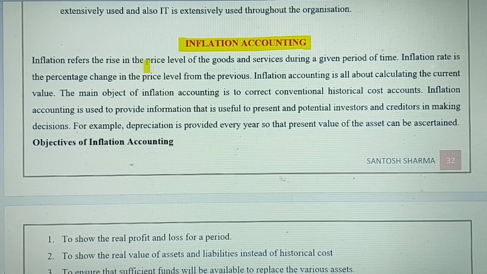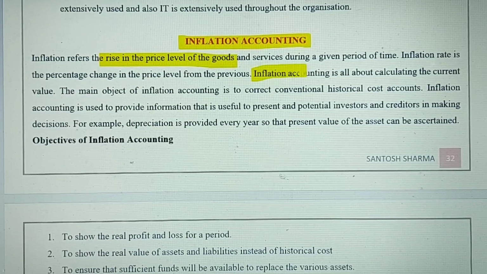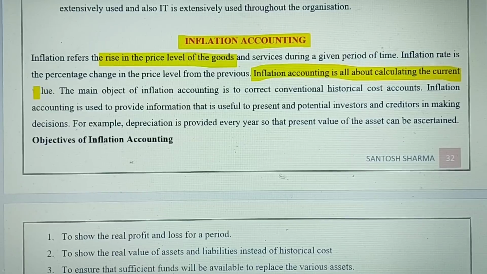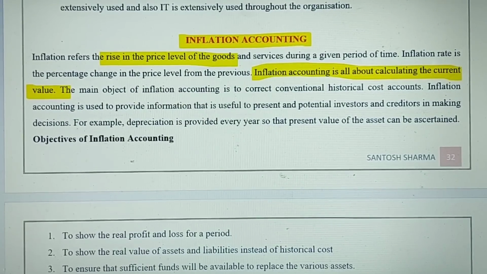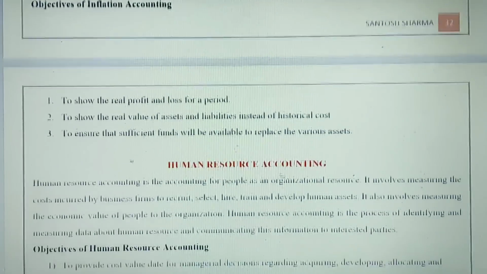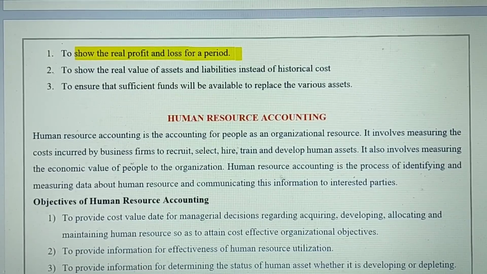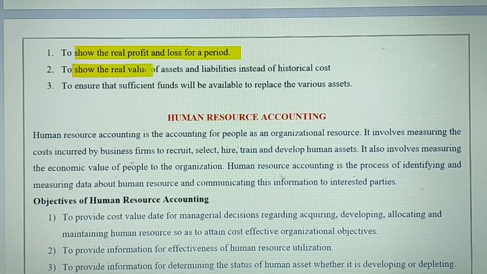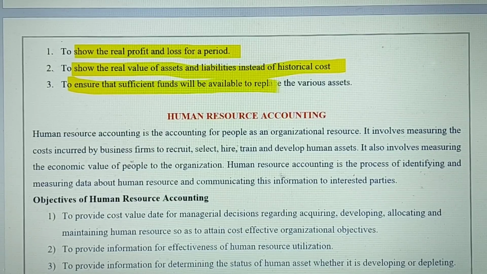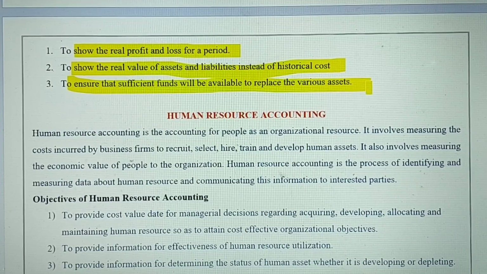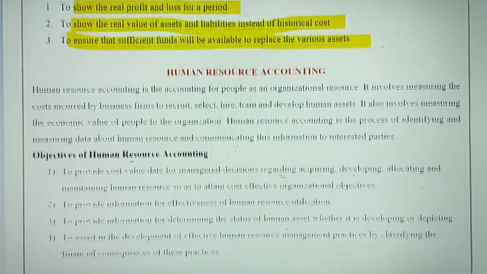Now we know that inflation means the rise in the price level, and inflation accounting is all about calculating the current value of the goods and services. The main objectives of inflation accounting, I have written here these three important objectives: to show the real profit or loss for a period, then to show the real value of assets and liabilities at historical cost, and to ensure that sufficient funds are available to replace the various assets. So these are all main objectives of inflation accounting.